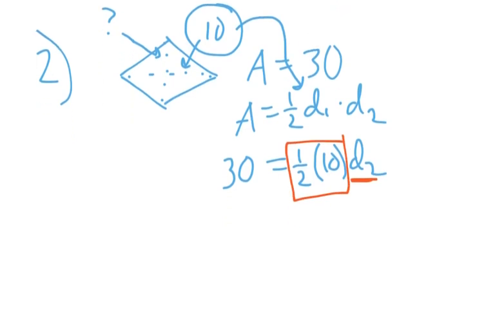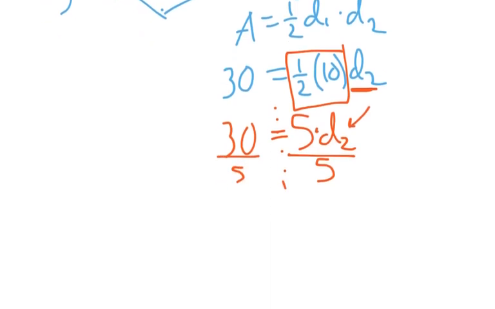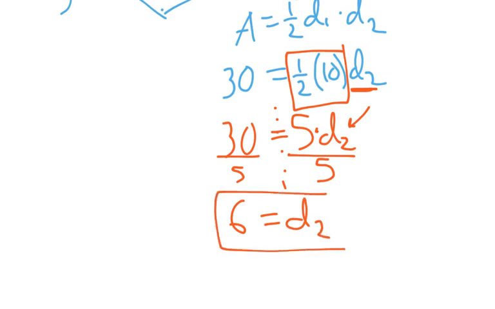So take one extra step. 30 is equal to 1/2 times 10, which is 5, times diagonal number 2. Again, diagonal number 2 is just a variable. I need to get it by itself. It's being multiplied by 5, so I need to divide by 5. And using my mirror line, I better divide by 5 over here. And so I have 6 is equal to my second diagonal.